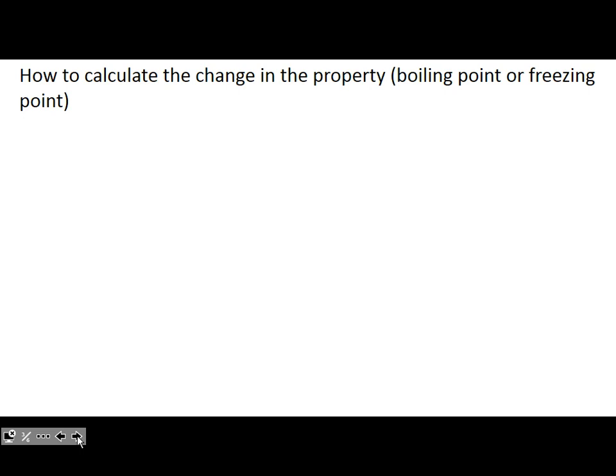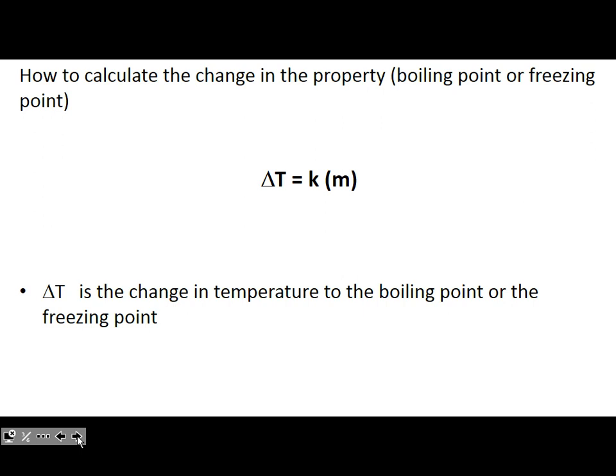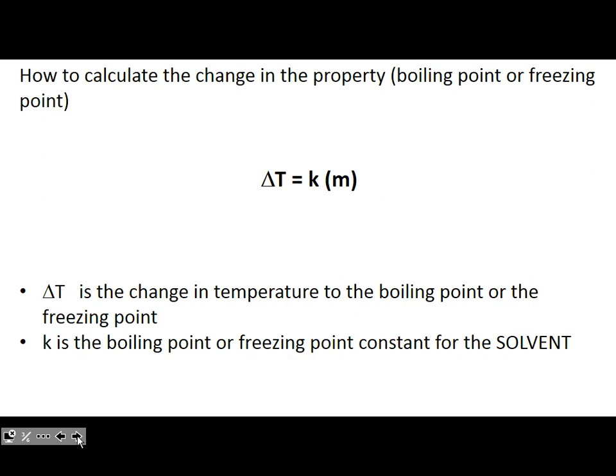Okay, so how do we calculate the change in the properties? It's a very simple equation. It is delta T is equal to K times M, where delta T is the change in temperature, and we're going to calculate that for boiling point or freezing point. So how is that boiling point going to change? How is the freezing point going to change? K is a variable that stands for the boiling point or freezing point constant, and it is important that you remember it is the solvent that is changing, not the solute. And this is a value that you can just look up.